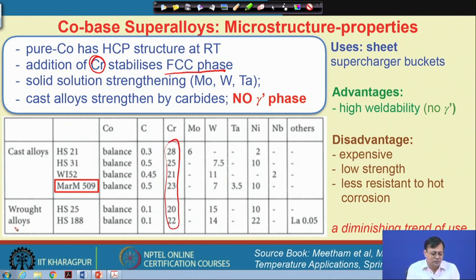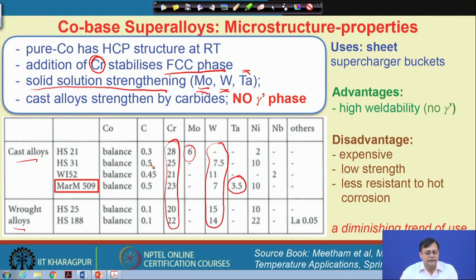So, there are two major types, one is the wrought alloy, another one is the cast alloy. The wrought alloy was developed earlier and the cast alloys are, let us say, more advanced alloys. Now, here also, like nickel based superalloys, we add some solid solution strengthening elements like molybdenum, tungsten or tantalum. These alloys show quite a high amount of addition of tantalum and tungsten as well as molybdenum.